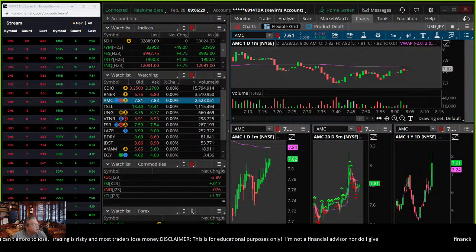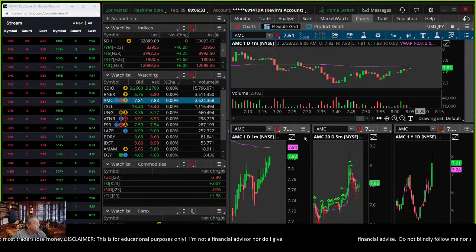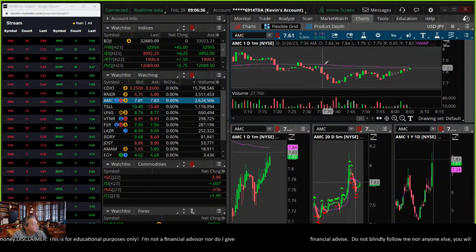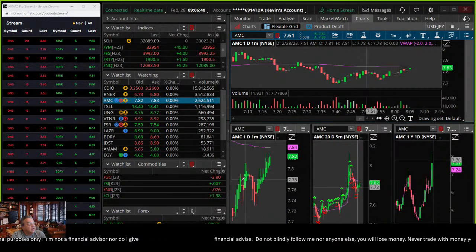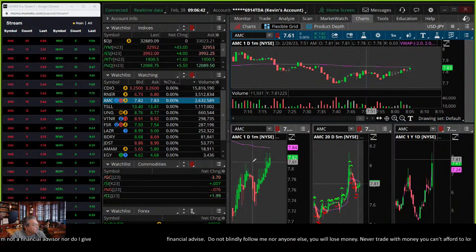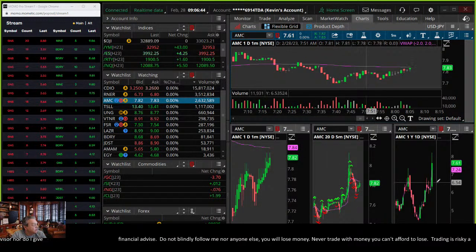AMC, I'm definitely going to be watching AMC today. Not seeing anything on AMC. These charts that you're looking at right here, these are 1 minute charts up here on top. These are what we call Heikin-Ashi charts, 1 minute Heikin-Ashi charts. On the bottom, 5 minute Heikin-Ashi, just a regular daily.